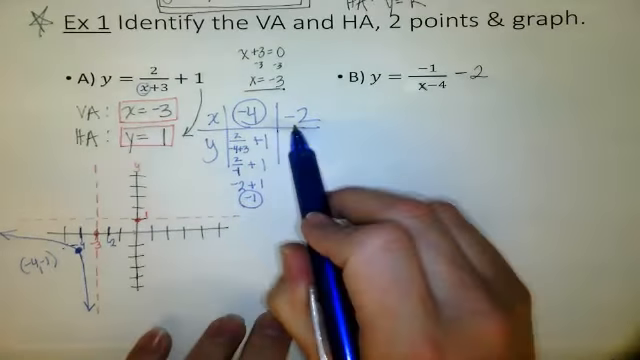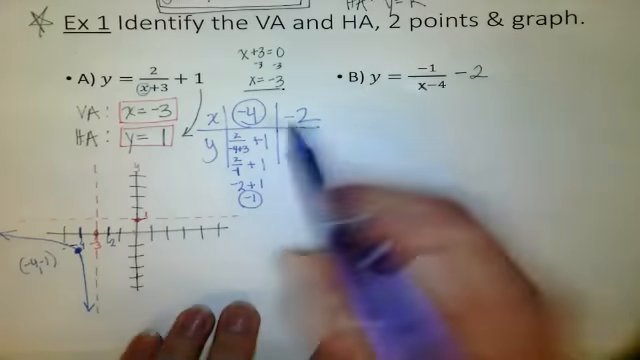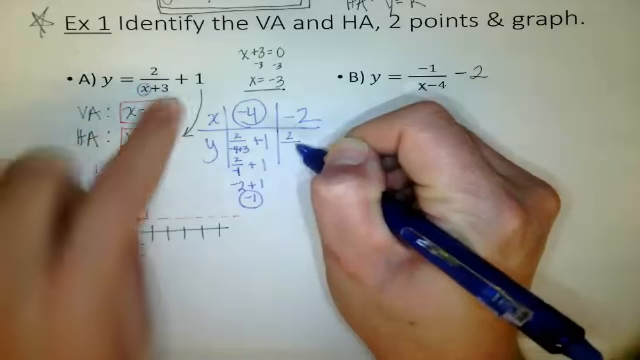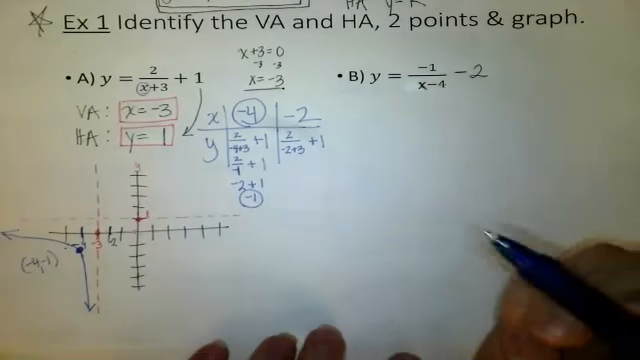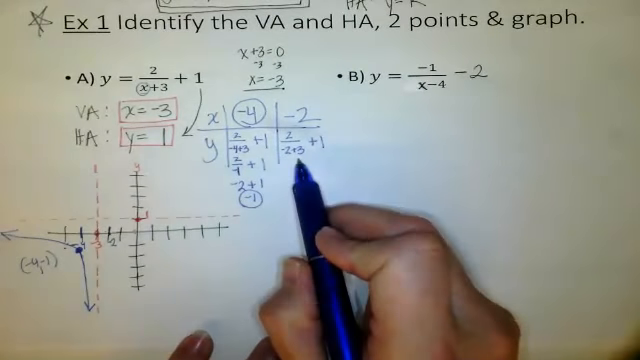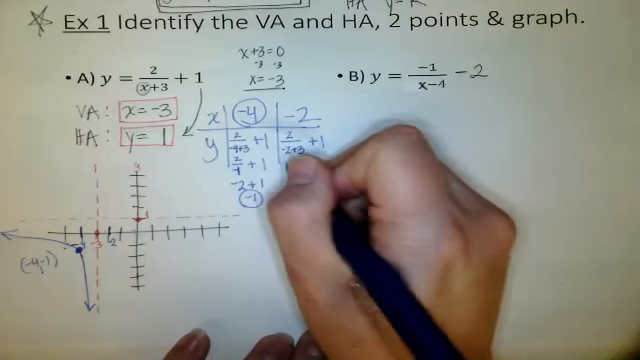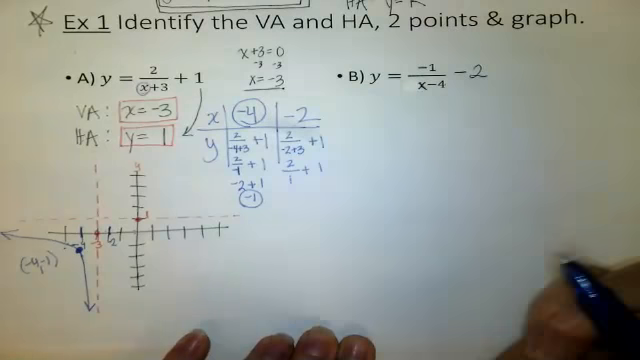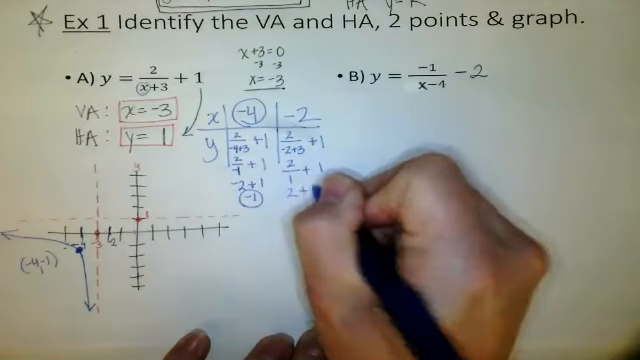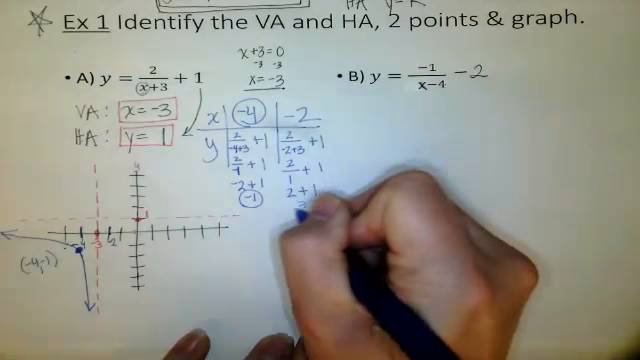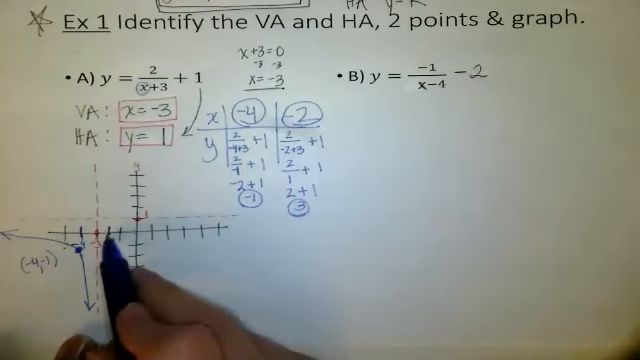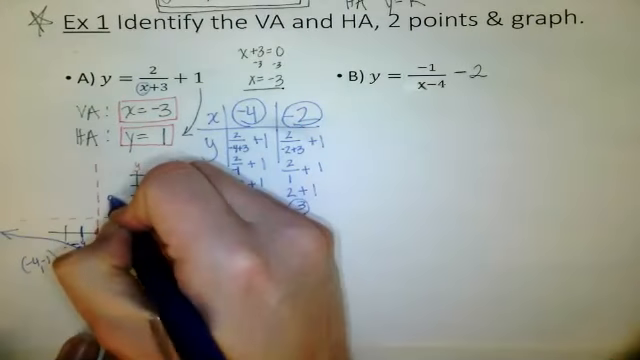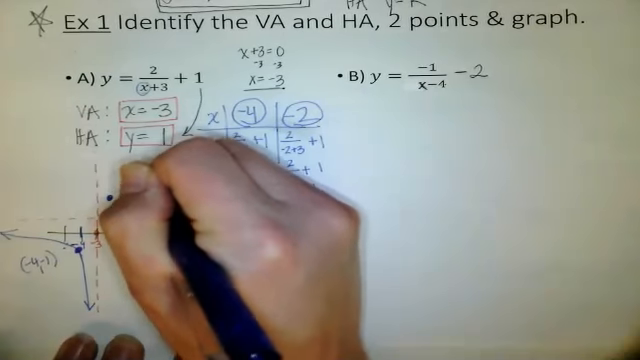Now we need to figure out what happens when we plug in -2 for x. So I have 2 over -2 plus 3, plus the 1. What is -2 plus 3? 1. So 2 over 1 plus 1. What's 2 over 1? 2. 2 plus 1 is 3. So we have an ordered pair, -2, 3, that we're going to graph. -2, 1, 2, 3, right there. I'm going to label it -2, 3.